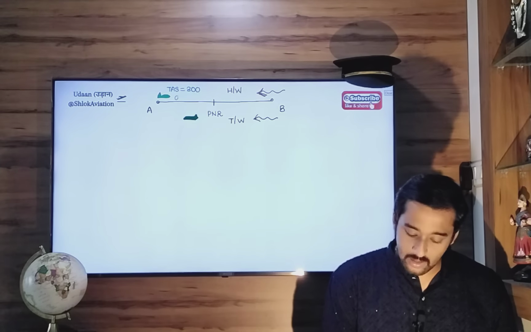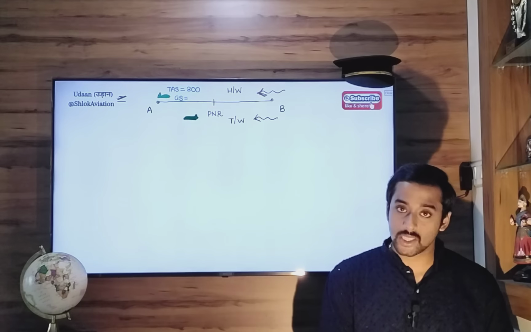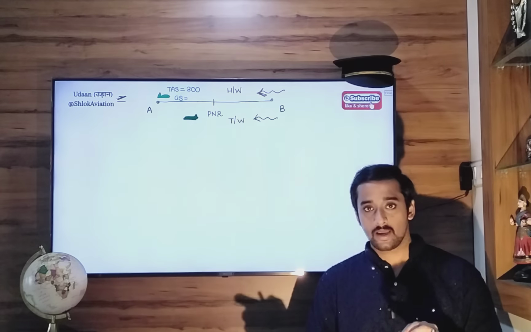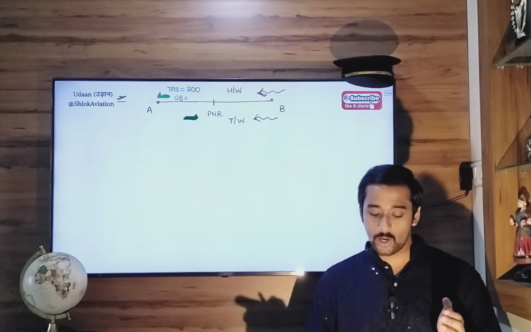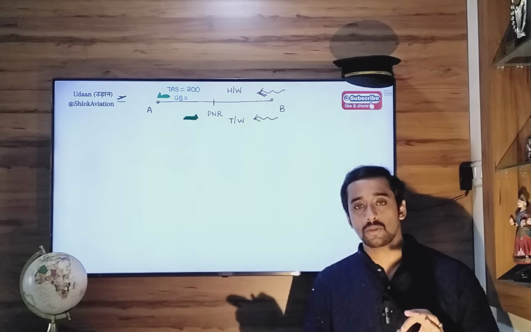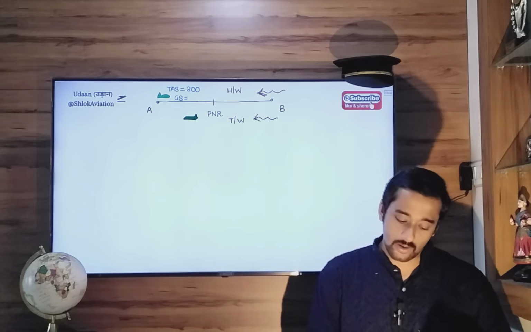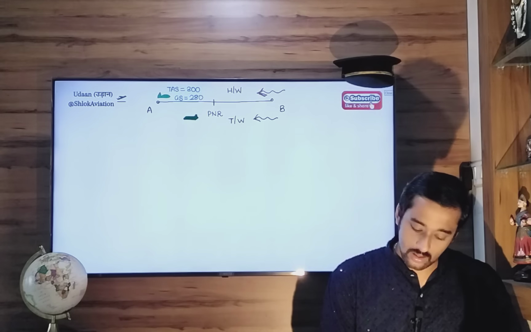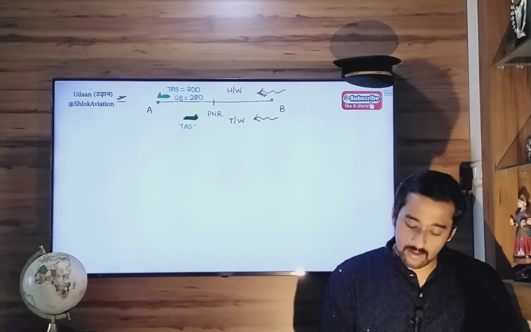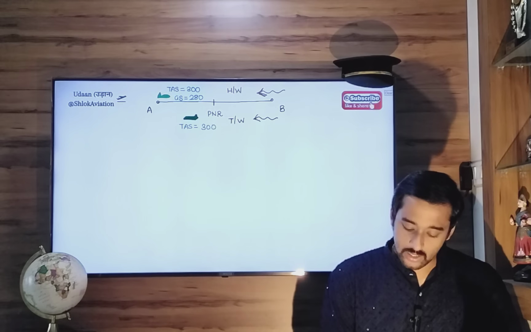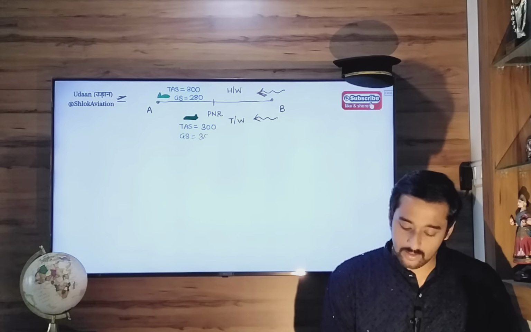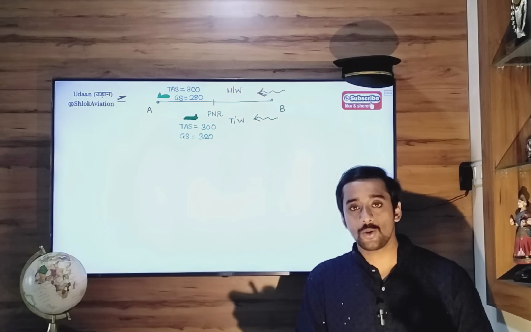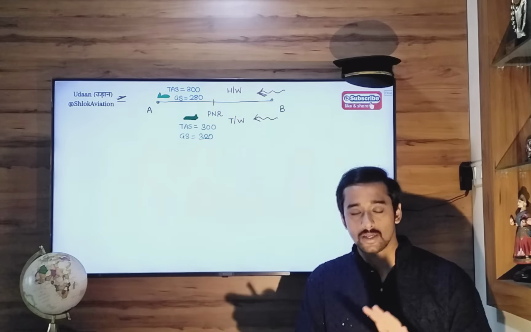So ground speed will be 300 minus 20. So headwind, that means we are getting a headwind of 20 knots. So ground speed will be true airspeed minus headwind. So 300 minus 20 is 280. Coming homebound at the same TAS of 300 knots, the ground speed will become 320. So in case of tailwinds, you add the wind component to get a ground speed.